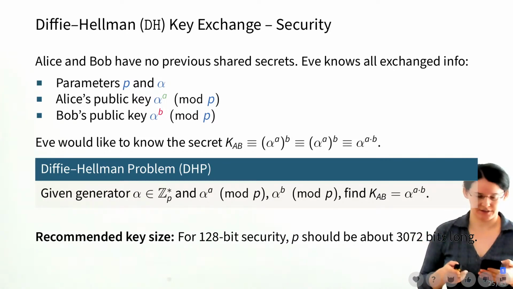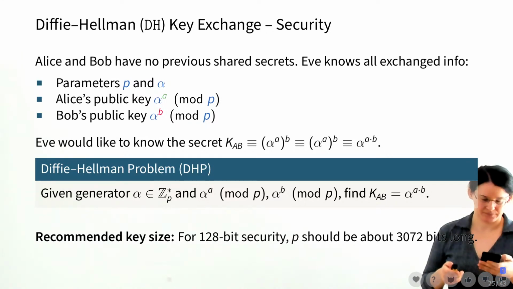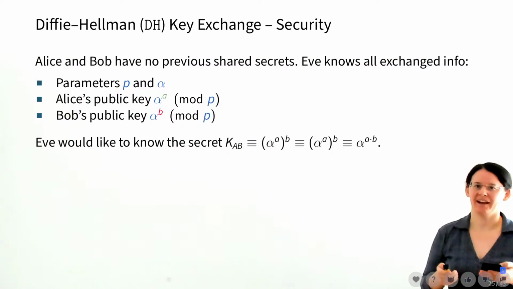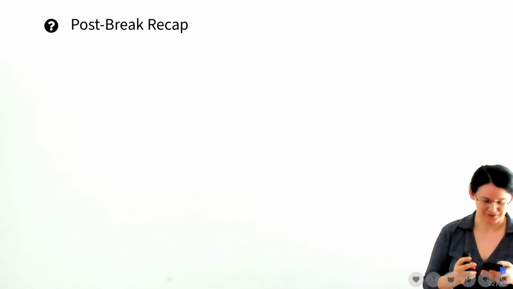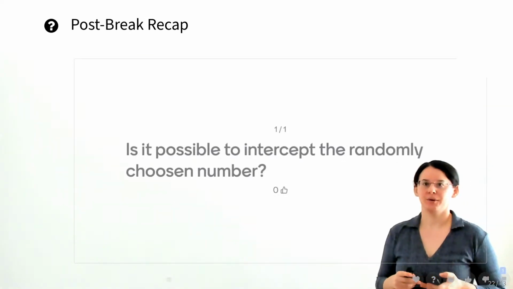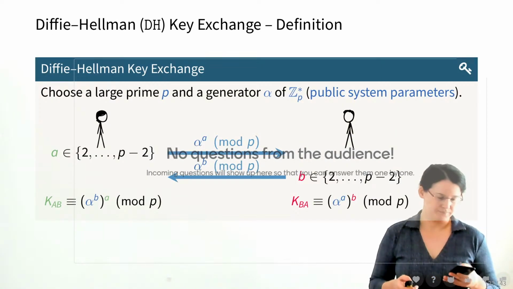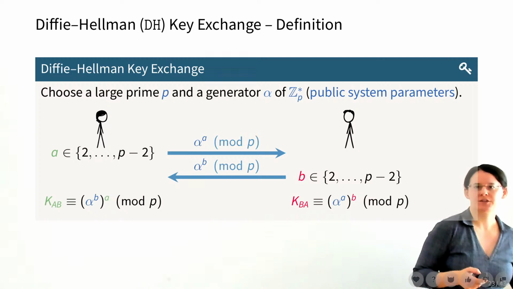Let's first have a look at the question related to that just appeared. So let's get back to a reasonably empty slide. I'm afraid I have none. This one here. Okay, let's show the question. So the question is, is it possible to intercept the randomly chosen number? So I guess this refers to this picture here.